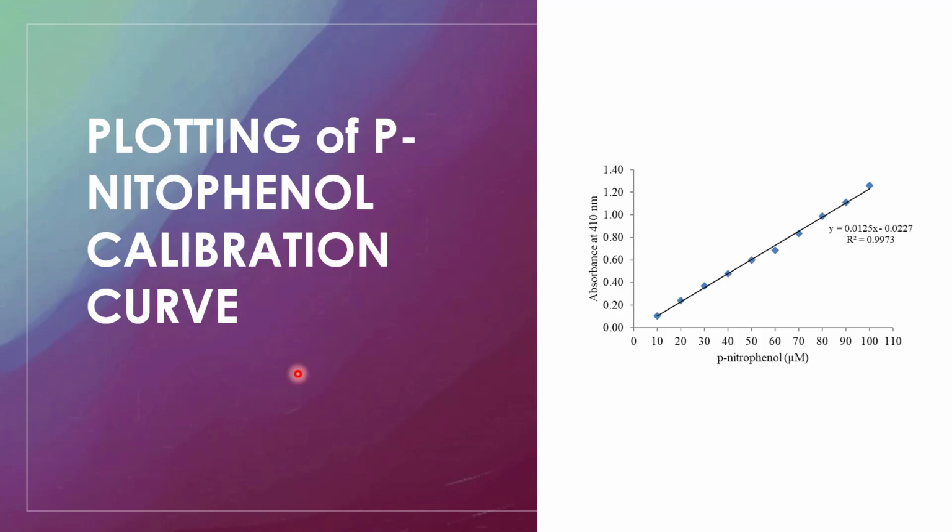In today's class and video, we are going to look at how to plot a calibration curve for p-nitrophenol, and this is the nature of graph or calibration curve that we are going to get after plotting the calibration curve for p-nitrophenol.